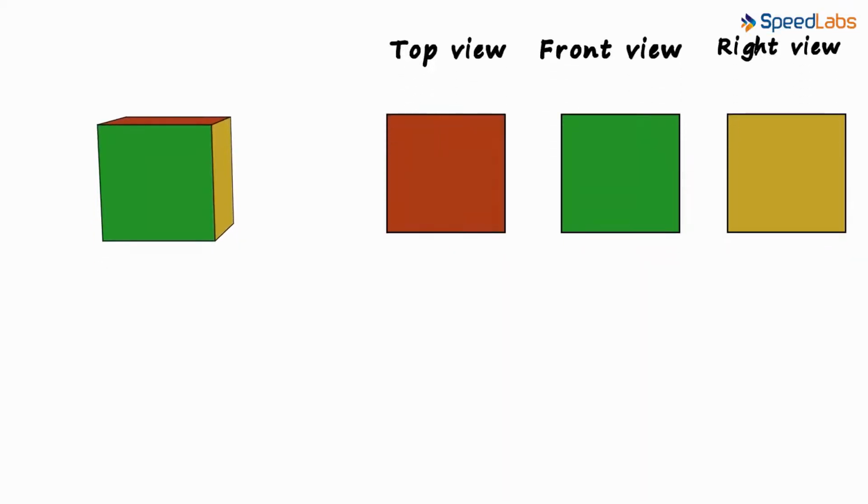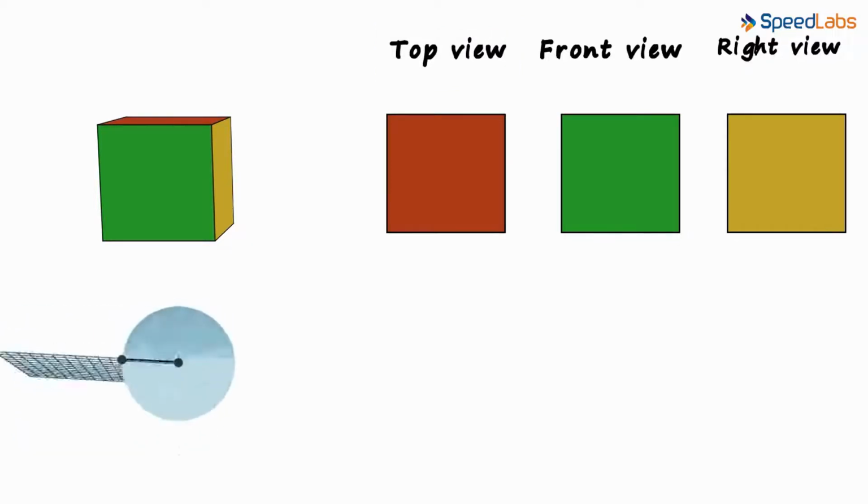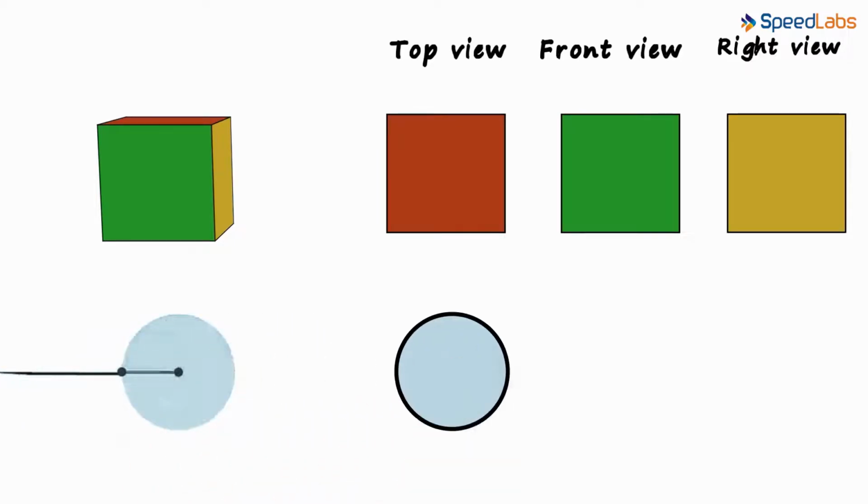Here's another figure, an empty glass. Take a moment and think about how the top view would look. Yes, all we would see is the circle. This is the top view. And if the top wasn't covered, we would see the circle of the base as well.